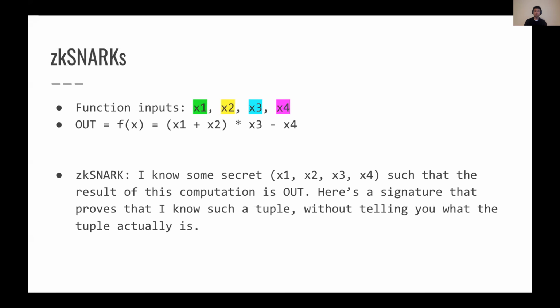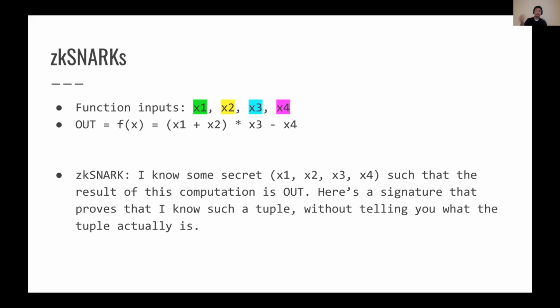So just a quick refresher for folks who might not be as familiar. A zkSNARK is a tool that basically allows you to prove knowledge of inputs of a function that correspond to some known output. So for example, in this slide here, we have some very simple function, f of x equals x1 plus x2 times x3 minus x4. A zkSNARK for this function would allow a prover to prove that, let's say I'm a prover, I will give you a claimed output to this function f of x that I claim I have the four inputs x1, x2, x3, x4 for this output.